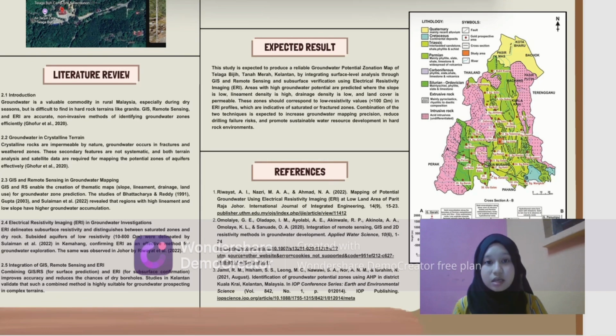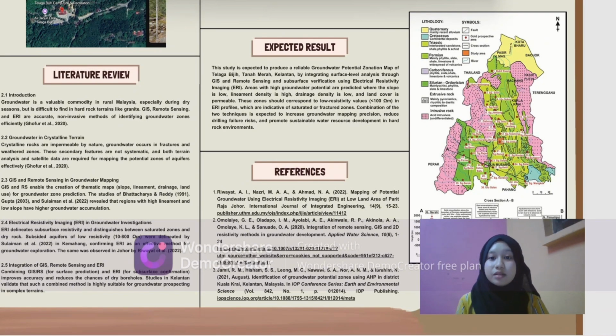ERI is a geophysical method that provides a look beneath the surface. It works by sending electrical currents into the ground and measuring the resistance the subsurface materials offer. Water-bearing zones such as saturated fractured or weathered rocks have low resistivity values, usually between 10 and 800 ohm meters. This method has been proven effective through studies like the one conducted by Sulaiman in Kemahang, Kelantan, and another by Riwayat in Johor, both of which successfully identified aquifer zones using ERI.